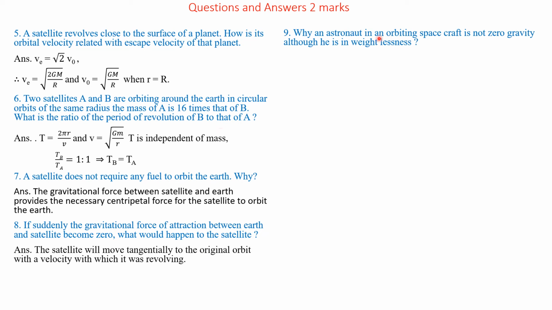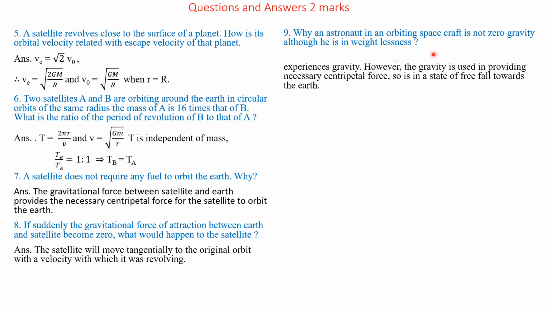Question number 9. Why is an astronaut in the orbiting spacecraft not in zero gravity, although he is in weightlessness? The astronaut is in the gravitational field of the Earth and he experiences gravity. However, the gravity is used in providing the necessary centripetal force. So, he is in the state of free fall towards the Earth.